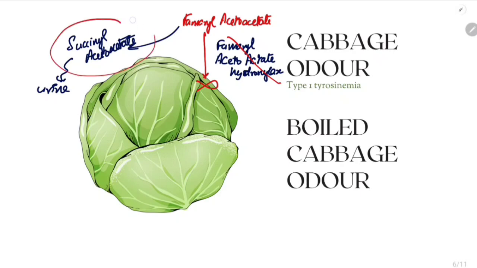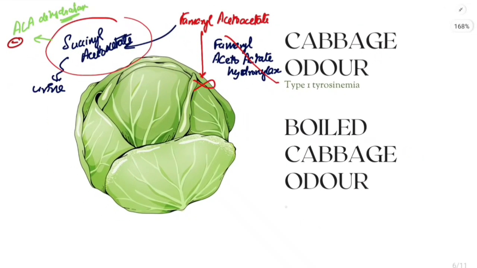There is a peculiarity about succinylacetoacetate: it will inhibit an enzyme called ALA dehydratase. If you recall, this enzyme is in the pathway of heme synthesis. So if succinylacetoacetate inhibits ALA dehydratase, we get a disease like porphyria, ALA dehydratase deficiency porphyria. So which tyrosinemia will mimic porphyria? Remember, it is type 1 tyrosinemia.